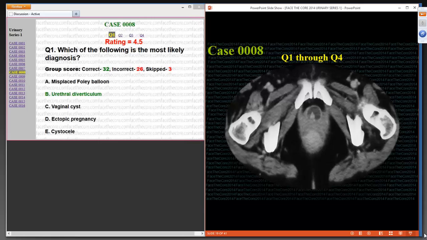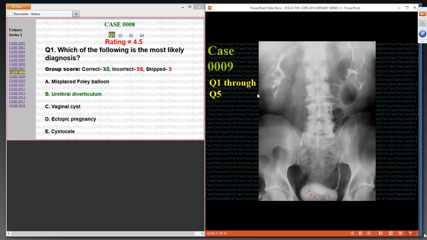Case 12, what does ask for scout mean? Does it mean non-contrast image? Yes, when you do an IVP, the non-contrast image is called a scout image.